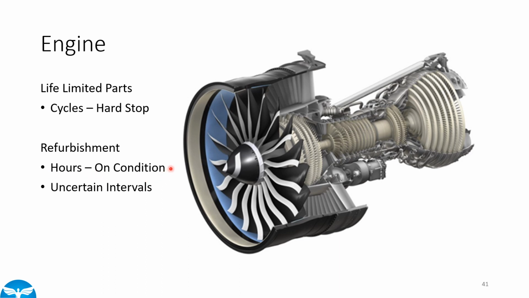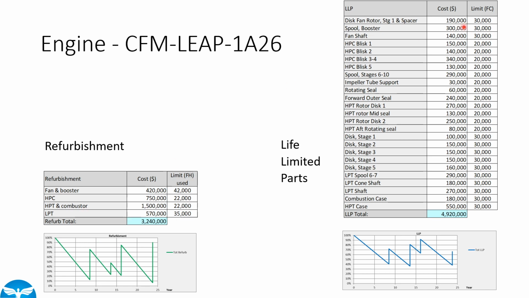So lessors and airlines keep empirical data on what those achieved intervals will be, so that it's statistically based, and it depends on how the airplane is operated and where it's being operated. So there's uncertainty around those intervals, and there's also uncertainty around the costs. The costs for the life-limited parts are quite clear, because they are published in the manufacturer's price list, and then you have the cycle limits for these life-limited parts. Some are longer than others. And then for the refurbishment, you have these 4 modules, and the bucket cost here is about 3.2 million for the LEAP engine, and the LP stack is almost $5 million. And this will give you these sawtooth charts here for the refurb and the life-limited parts.